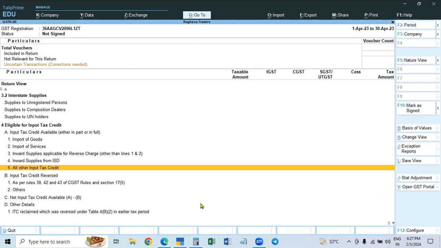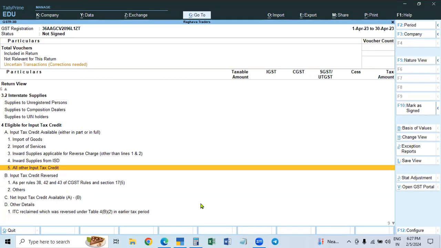Suppose I give an example. The total ITC is 1 lakh, for example. So 1 lakh means claim the total ITC. In that, the total ITC and the proportion: the total ITC is 1 lakh and the total carpet area is 10,000 SFT.